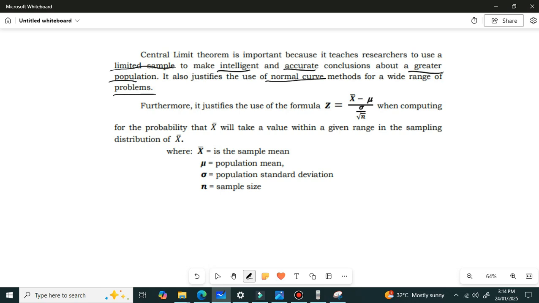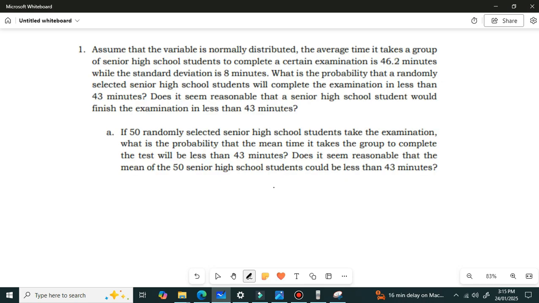So we will use this formula: z equals x bar minus mu all over sigma over the square root of n, where x bar is the sample mean, mu is the population mean, sigma is the population standard deviation, and small n is the sample size.